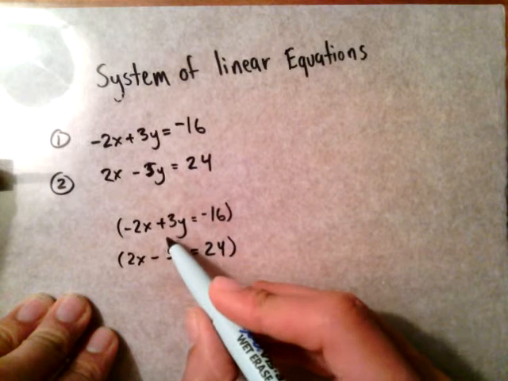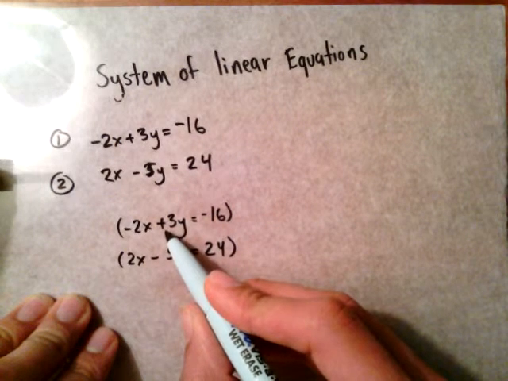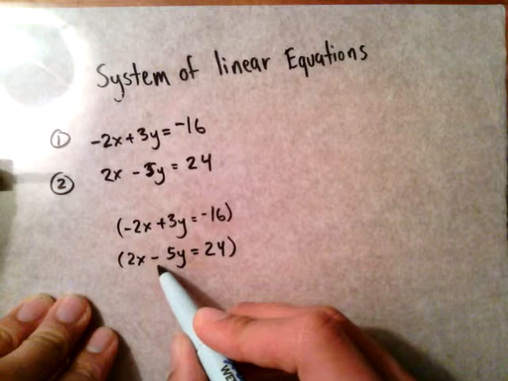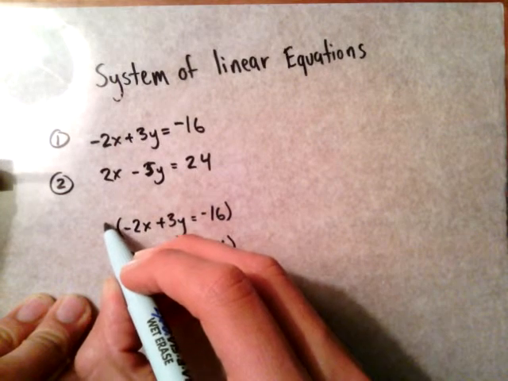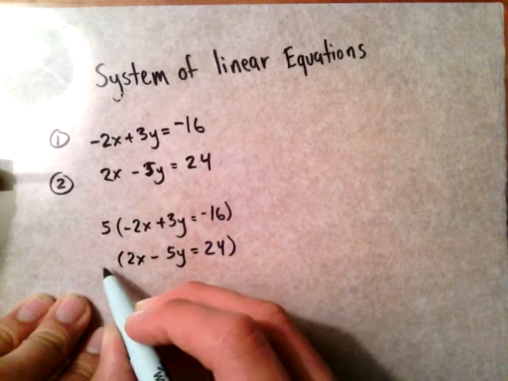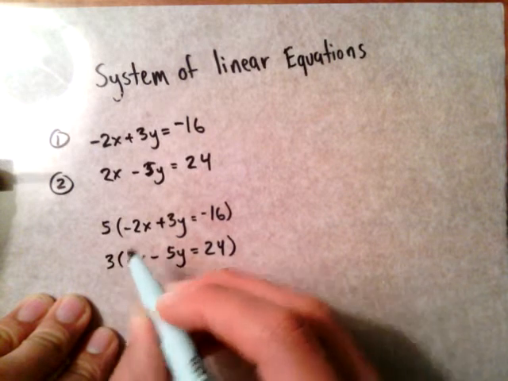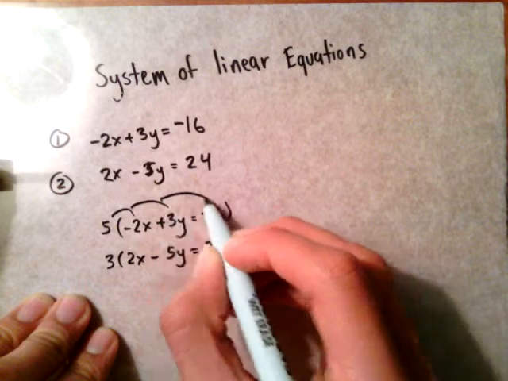So notice that in the first equation we have a positive value, and in the second equation we have a negative value for y. So we're going to multiply the top one by a positive 5, and we're going to multiply the bottom by a positive 3. We're just going to distribute that to each term.